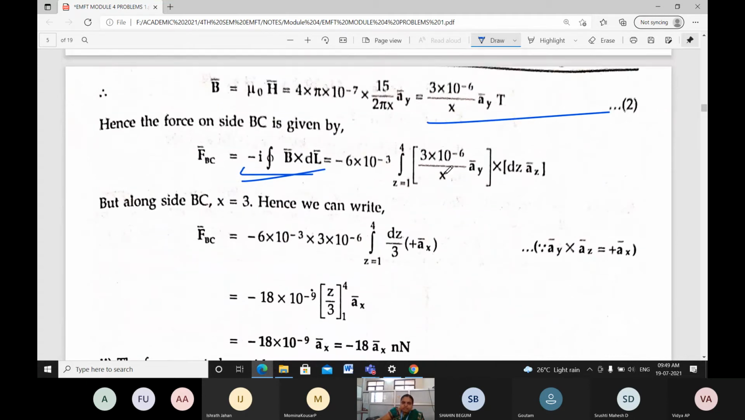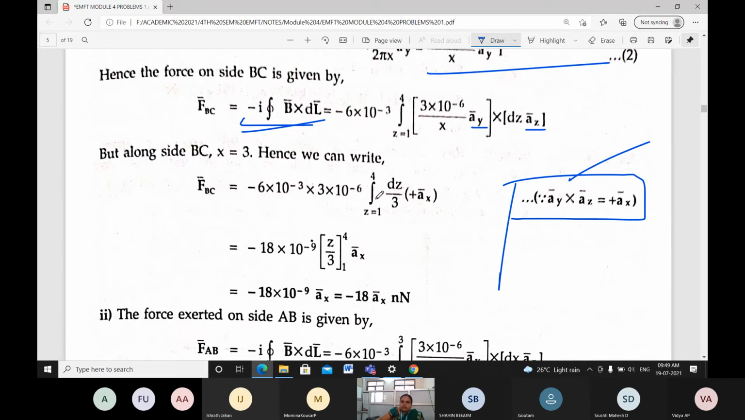Therefore, we can substitute the X value here as 3. Then go on solving this. Observe here, AY cross AZ gives AX based on the basic rules we learned in the first module, which is mentioned already. What remains is the integration, Z varying from 1 to 4, dz divided by 3, plus AX.